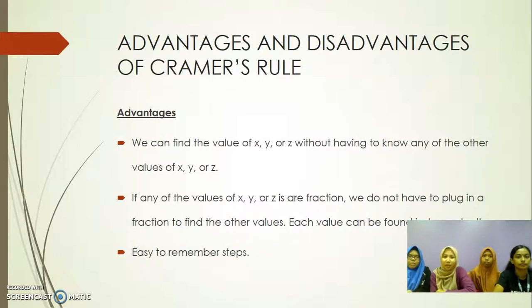Okay, next, my name is Noifa Natasha binti Muhammad Shagawi. I'm going to talk about the advantages and disadvantages of Cramer's rule. First advantage, we can find the value of x, y, or z without having to know any of the other values of x, y, or z. If any of the values of x, y, or z is a fraction, we do not have to plug in a fraction to find the other values. Each value can be found independently, and it is also an easy step to remember.